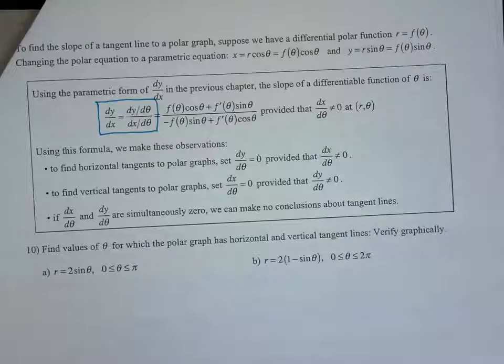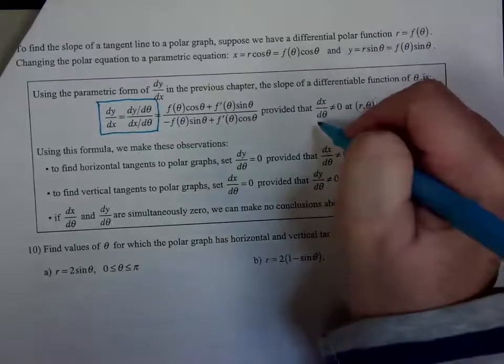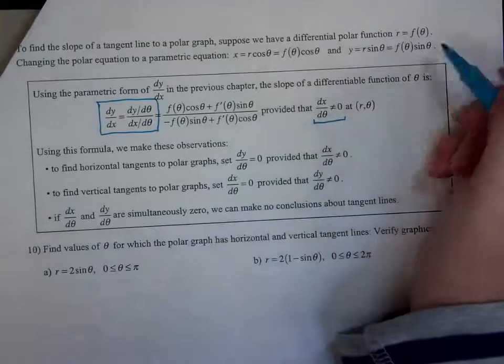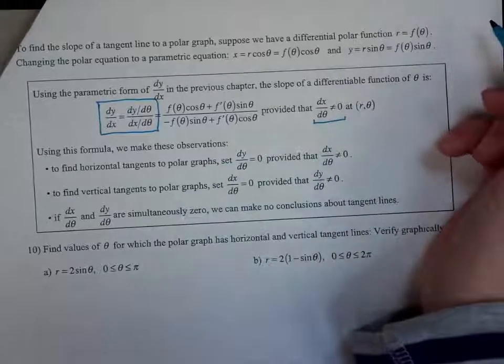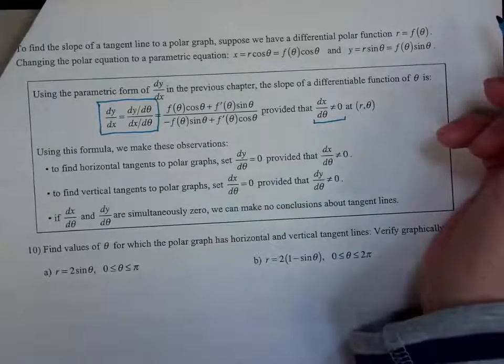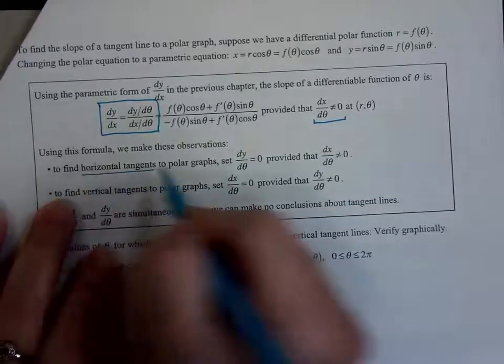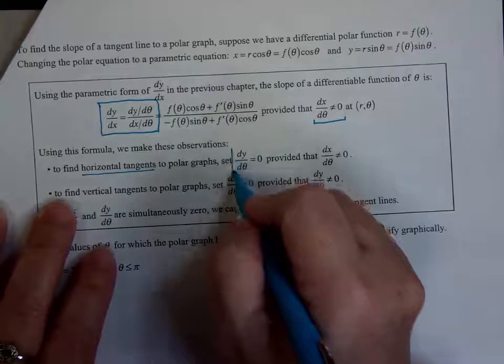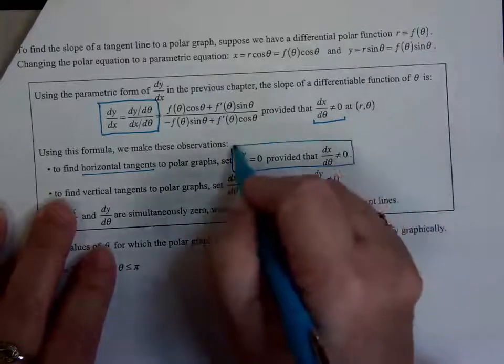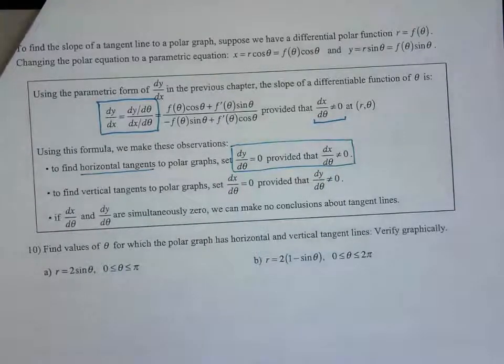Okay? Now, you've also got to remember that dx d theta cannot be 0, which makes sense because if it's 0, you're going to have 0 on the bottom of a fraction, which is bad. So, down here, to find horizontal tangents, you set dy d theta equal to 0 provided that dx d theta is not 0.